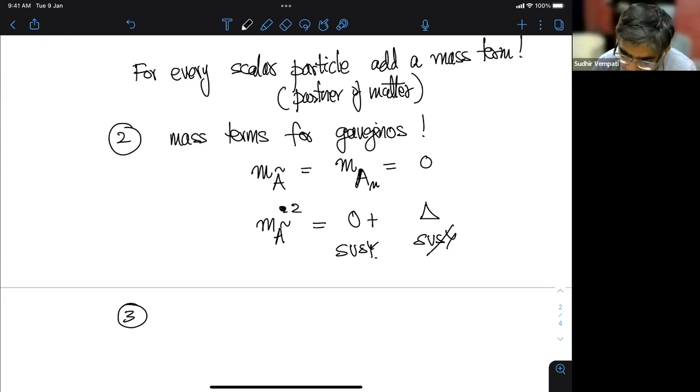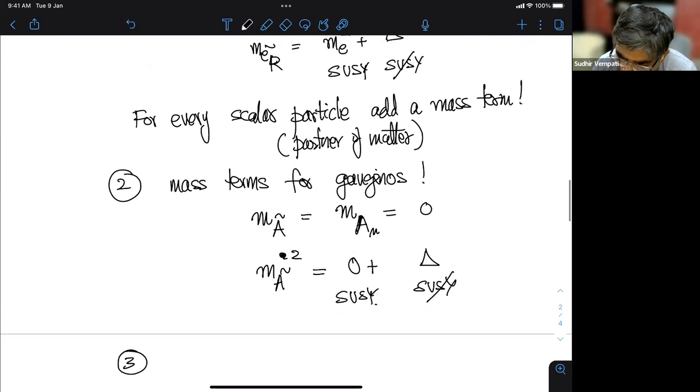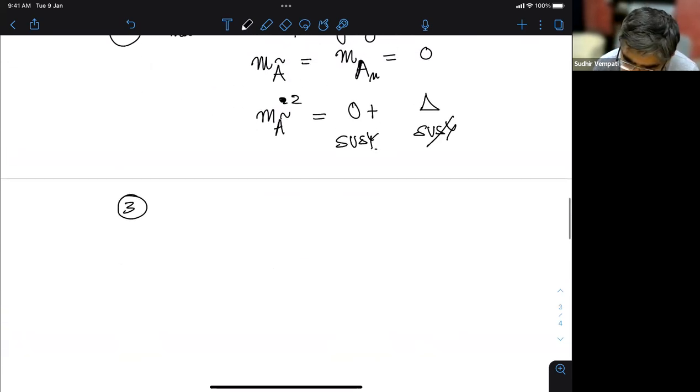Okay. So the third one we looked at was couplings.